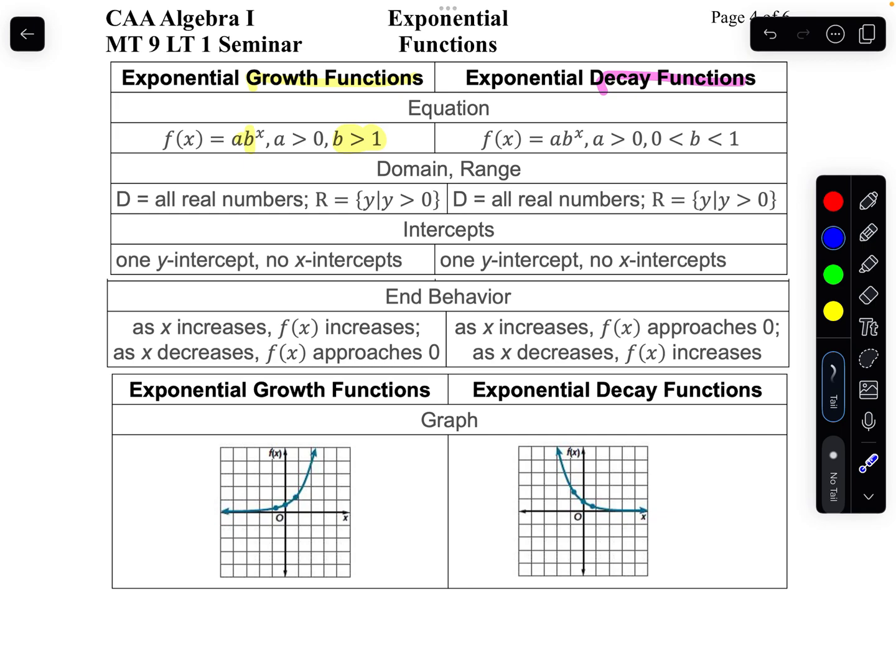The other one is decay, and that is when your b value is going to be a fraction. It's going to be less than 1. Obviously, it's got to be bigger than 0. And we can see it's decay because it's shrinking. Now, both of these exponential functions, notice they never go below 0. That 0 is called your asymptote.